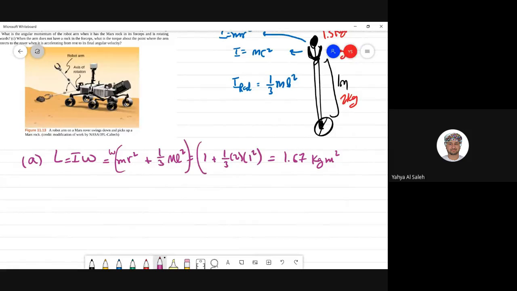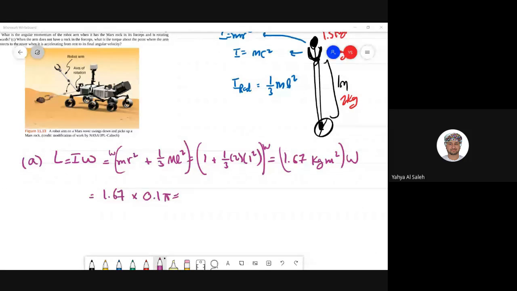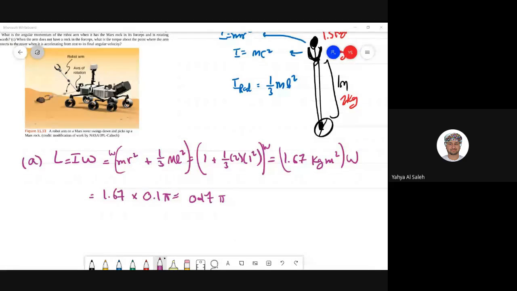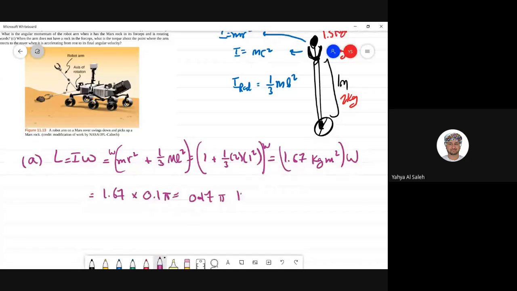This needs to be multiplied by omega. So 1.67 times 0.1 pi will give us 0.17 pi, and the units will be kilograms meter squared per second.